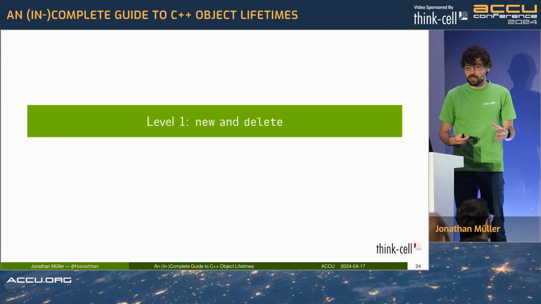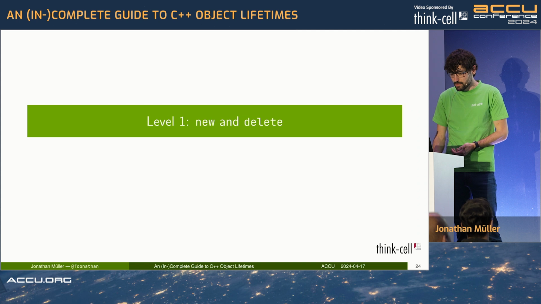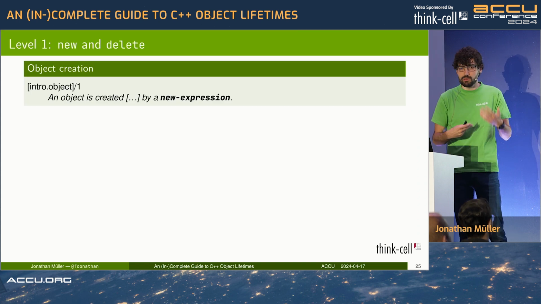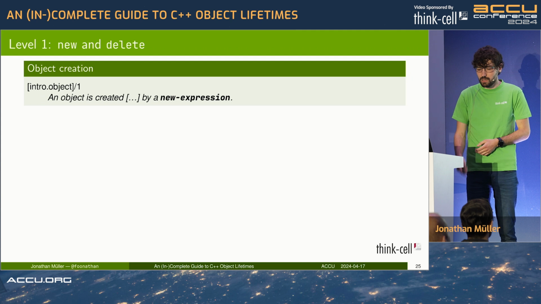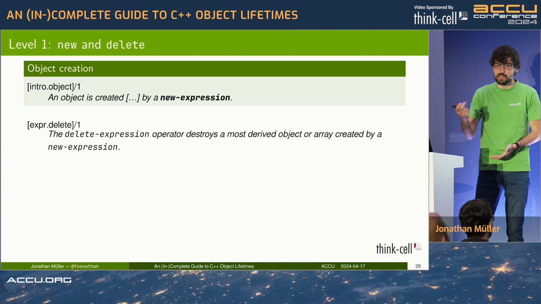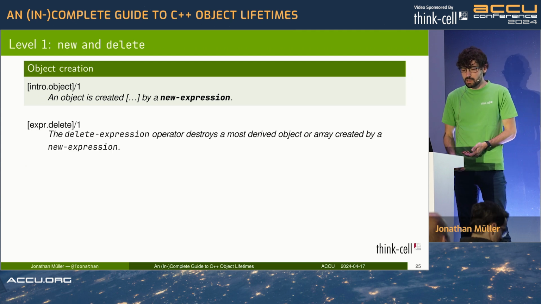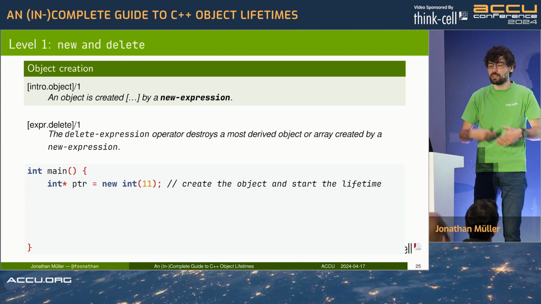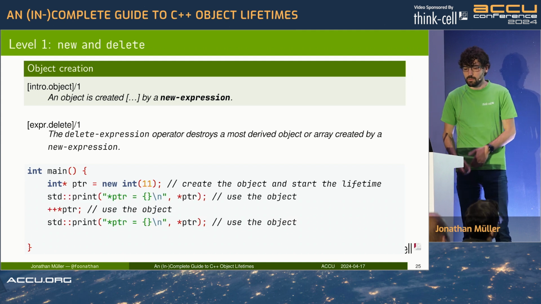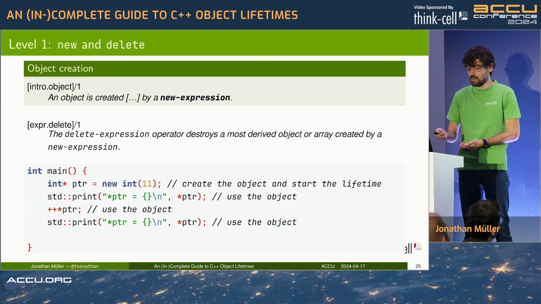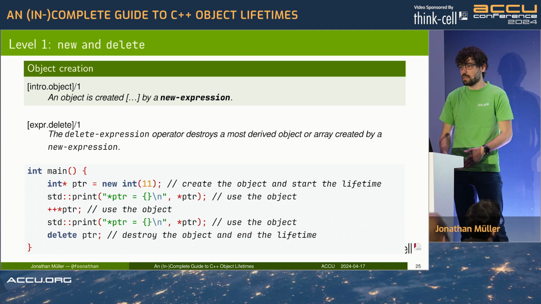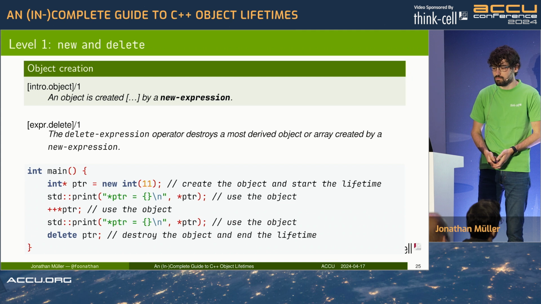So let's move on to level 1, new and delete. An object is also created by a new expression. So when we have a new expression, we create an object. Then we also need to destroy it using a delete expression. But this is pretty straightforward. So when we write new int, we create an object, we allocate storage for it, we start its lifetime. We can then use that object freely, and then we delete it, we destroy the object, end the lifetime and deallocate the storage.